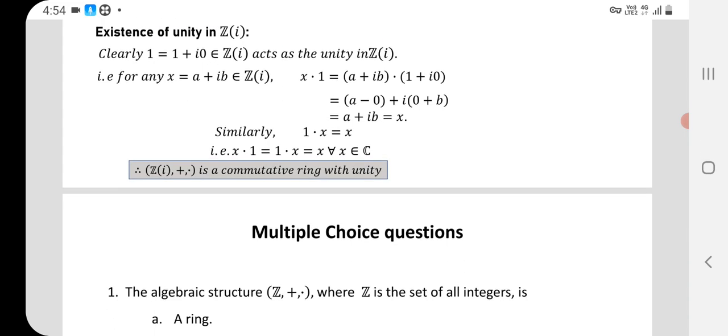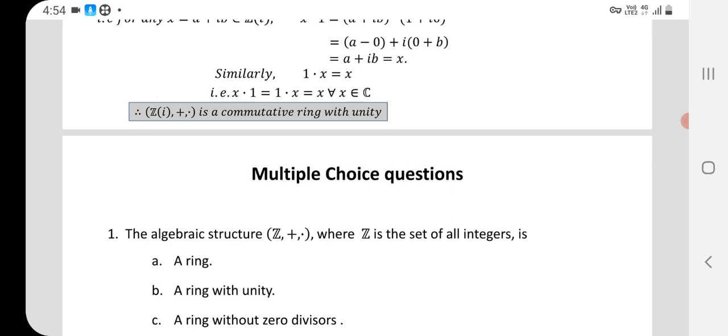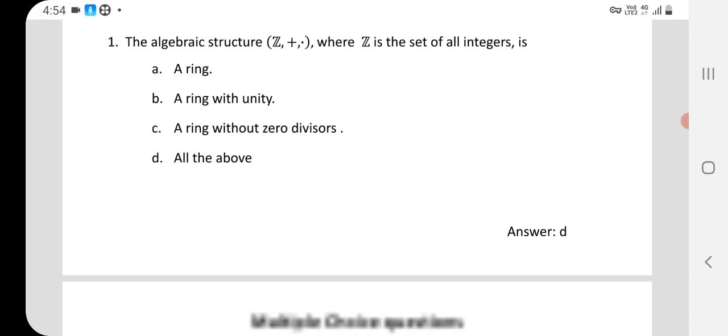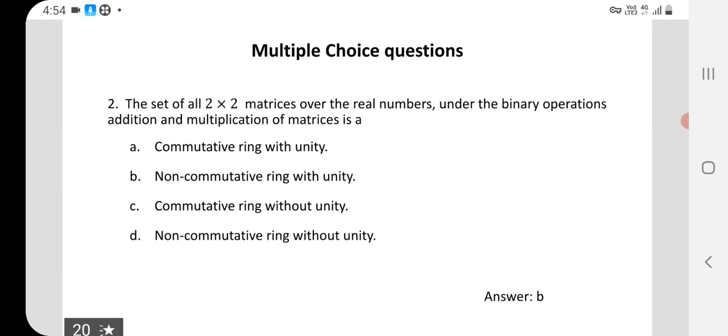Now, in addition to this concept, we will put some multiple choice questions, so you can read them and you are able to answer all of these questions properly one by one.